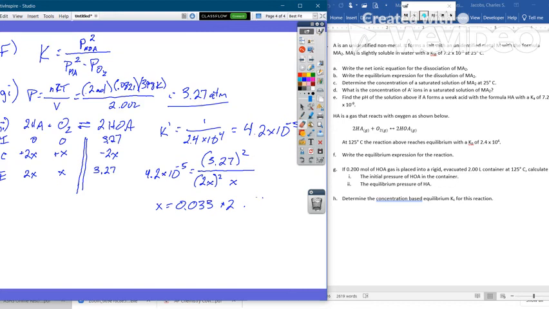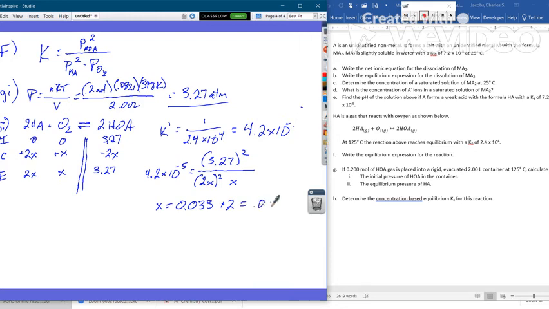I guess the undo button doesn't like to work. Neither does the writing button. What is going on with this thing? There we go. 0.066 atmospheres of HA. I'm running out of space. I apologize for my handwriting, by the way. It's weird writing on this thing.